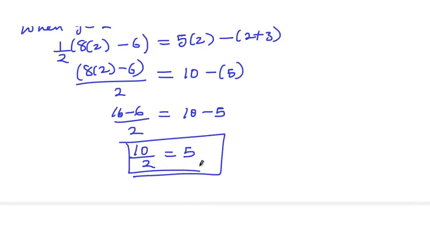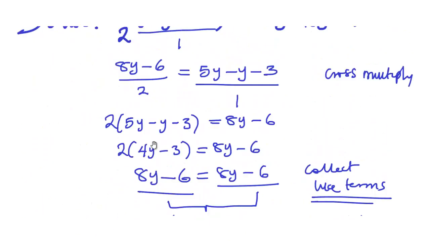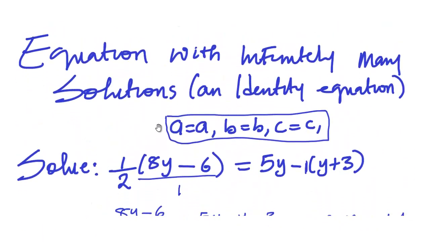So you can think of any other number and plug it in. It will still give you the kind of result you are looking for. So this is the concept of what infinitely many solutions is all about. And an equation with infinitely many solutions is also known as an identity equation.